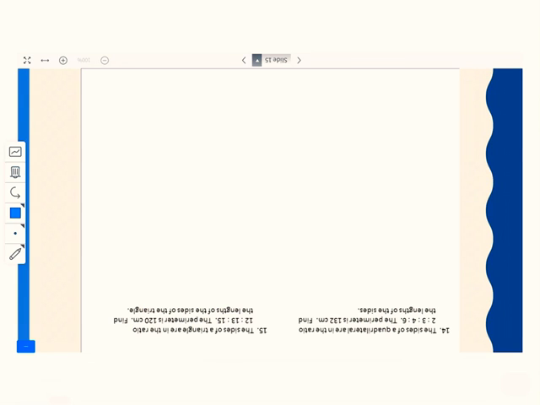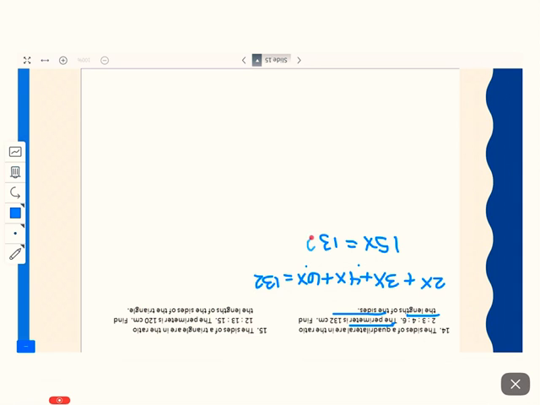Okay, the sides of a quadrilateral are in the ratio 2, 3, 4, 6, whose perimeter is 132. So we know a quadrilateral has 4 sides. Perimeter is the sum of the sides. So if its ratios are 2, 3, 4, 6, it's kind of like saying one side is 2x, another side is 3x, 4x, and 6x. And the sum of all those sides is 132. So 4 and 6 is 10, 2 and 3 is 5. So 15x equals 132.